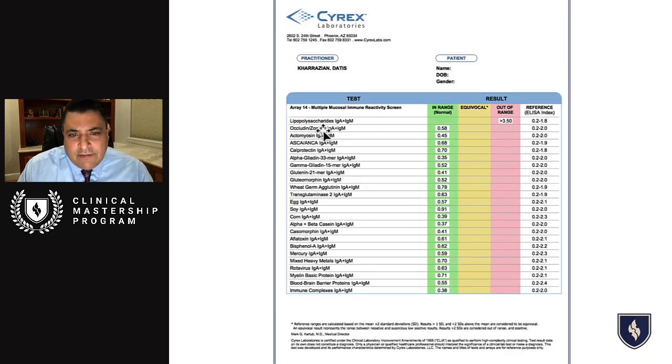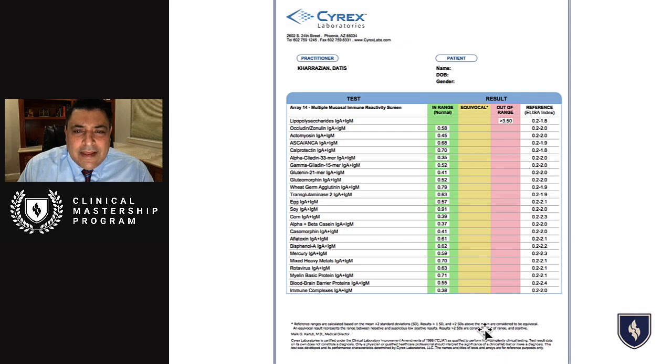Or to say differently, if these antibodies are high, you know they have intestinal permeability. Now with all Cyrex profiles, you'll see a range for green, which is normal, yellow, which is equivocal, which is one standard deviation above the normal population mean, which you have to consider clinically relevant. And then red, which is 2 standard deviations above the population mean.